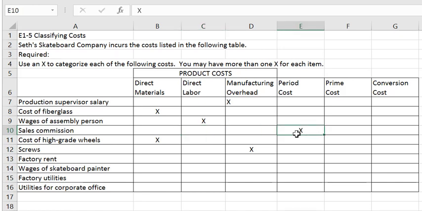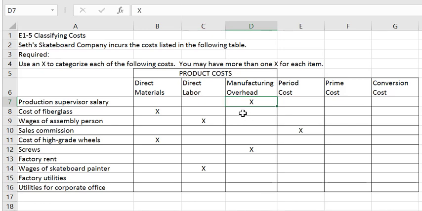Okay. Let's see what else would be a direct labor cost. Anything else? Screws, factory rent. Wages of the skateboard painter. The skateboard painter is working directly with the product. That's direct labor. And we're talking about wages. Factory utilities, no. Utilities for corporate office. Okay. So let's go to manufacturing overhead here.